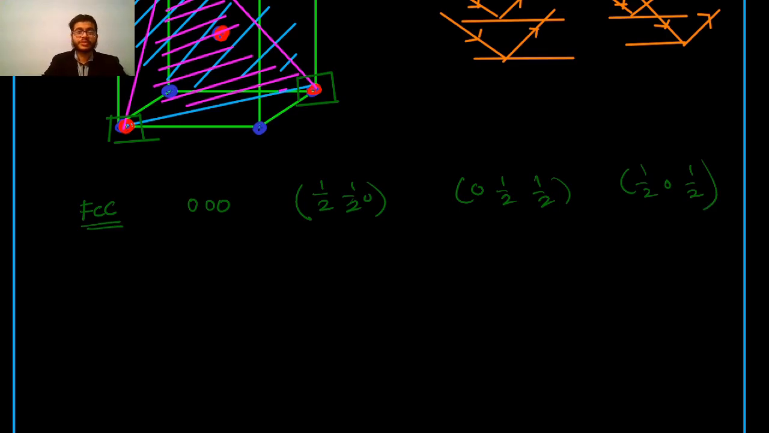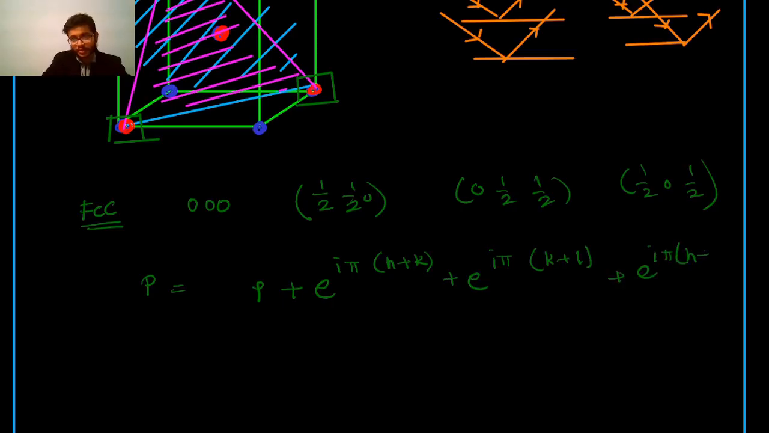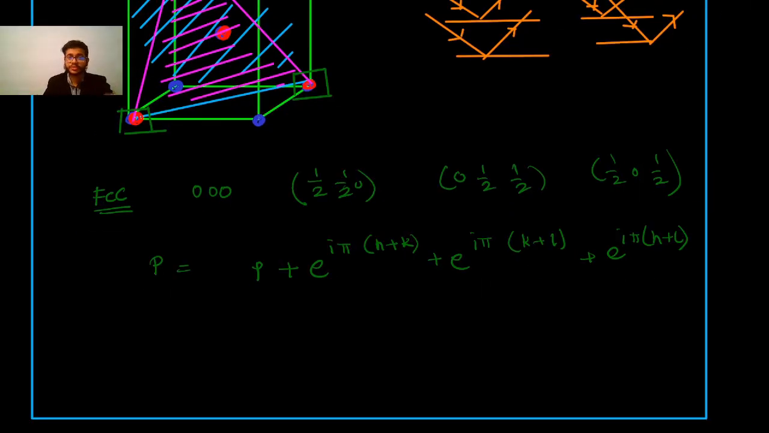Now if you look at the P, it will become 1 plus e to the power i pi (h plus k) plus e to the power i pi (k plus L) plus e to the power i pi (h plus L). So we can see what combinations of h, k and L will give you a non-zero P, and what combinations will give you zero P.